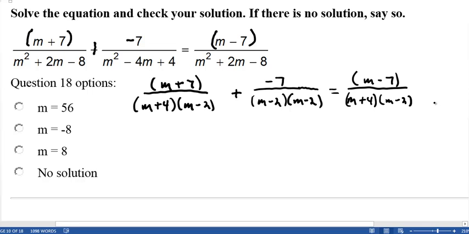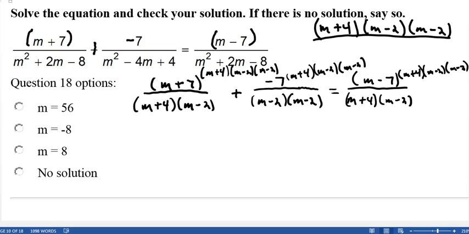So the next thing that I do is I want to go ahead and clear my fractions. To do that, I multiply each term's numerator times the least common denominator, which in this case is (m + 4)(m − 2)(m − 2). So I need to multiply each numerator by that common denominator. This will clear the fractions.